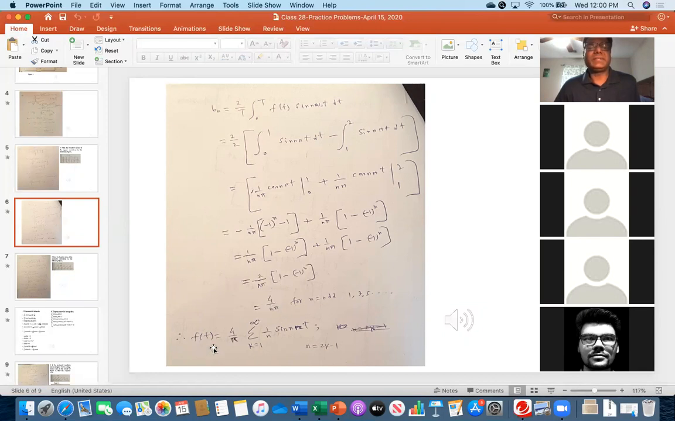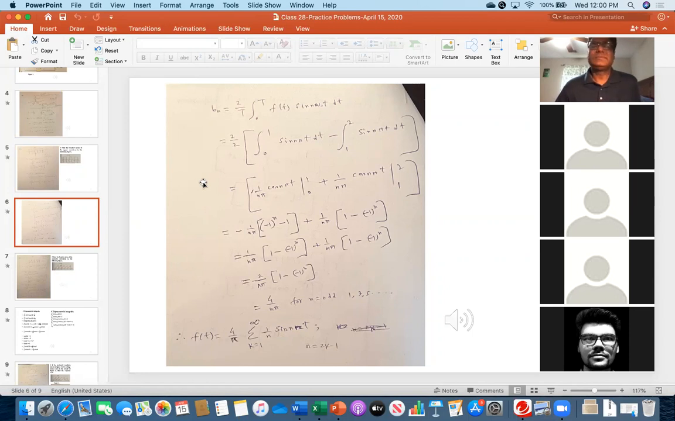So finally, function of t is 4 over pi, and I have written inside the summation of k equal to 1 to infinity. I have introduced the term k: sine n pi t, provided n equals 2k minus 1, k equal to 1, 2, 3. So this is the final answer. So everybody understands?